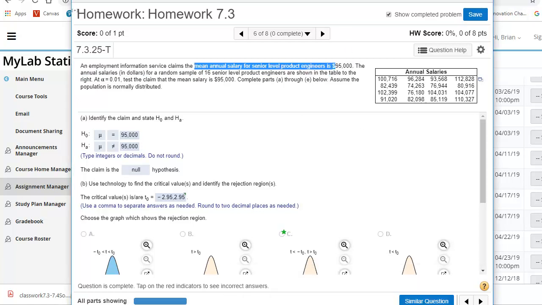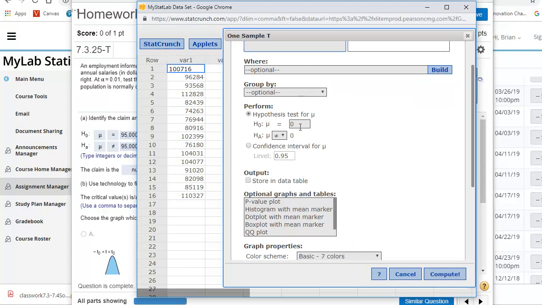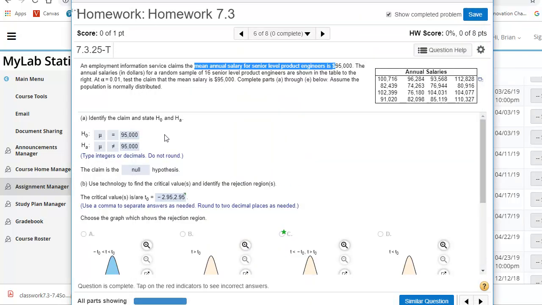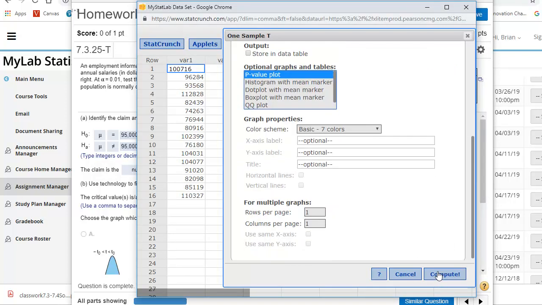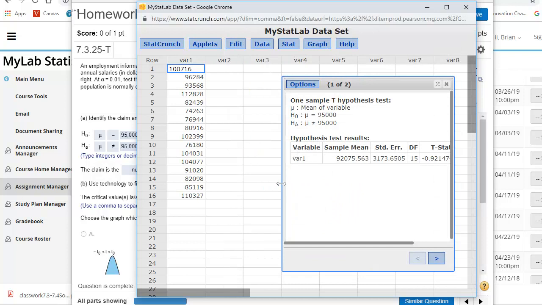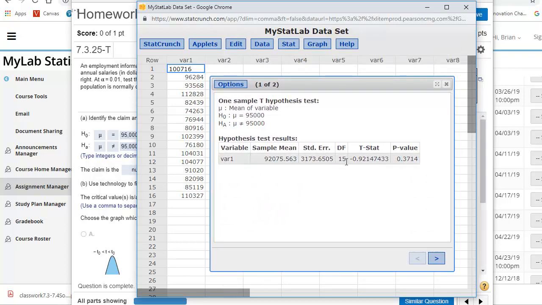So I'm going to type in 95,000 here. Within this problem I have a two-tailed test, so this is an equal to, and I have a not equal to. I'm going to put the not equal to here. I like to do the p-plot, and when I compute, again, StatCrunch is not going to tell me the critical value. It does give me the test statistic, and it does tell me the p-value that I can make a decision from.